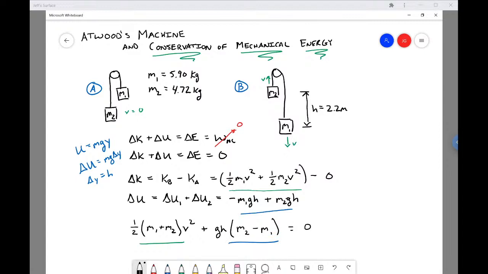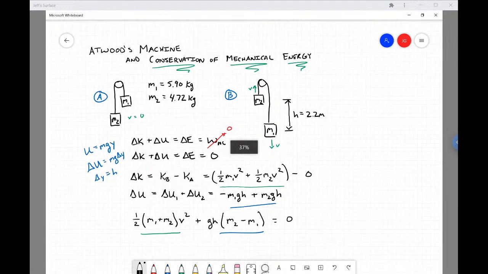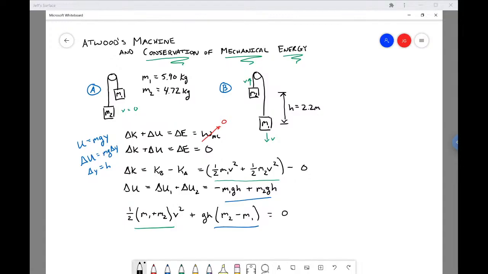I'm just writing out general equations which describe the system. I haven't even discussed what we're actually trying to find. In this problem, what you're asked to find is, what's the speed of the system? What's the speed of the mass M1 falling, M2 rising, after M1 has fallen a distance of 2.2 meters. So that means we are solving for v in this equation.